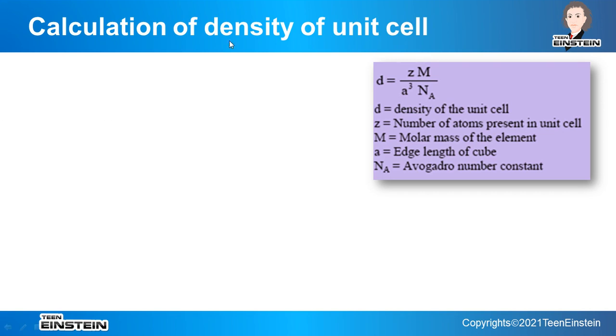Calculation of density of unit cell. So here we have the formula for density of unit cell, D equal to Z capital M divided by A cube N. So here D is density of the unit cell which we want to calculate. Z is the number of atoms present in unit cell.